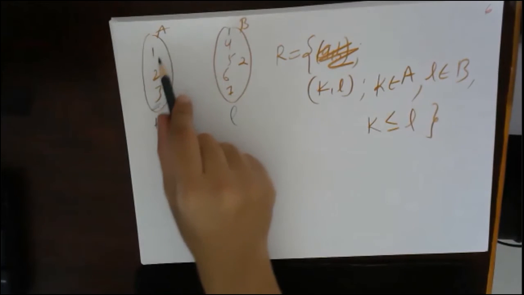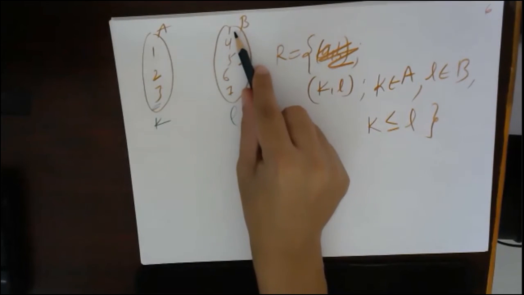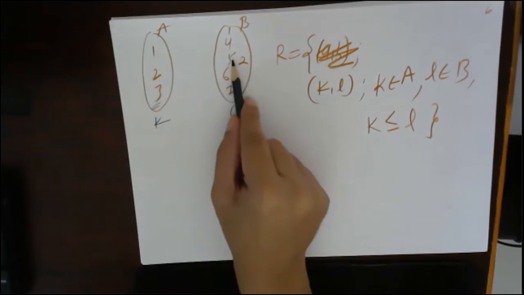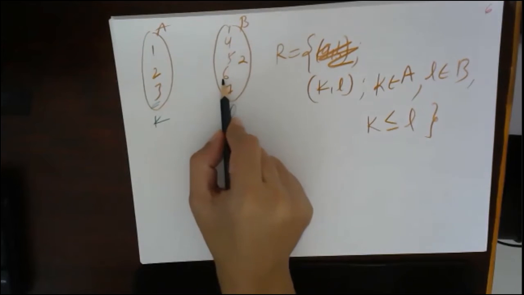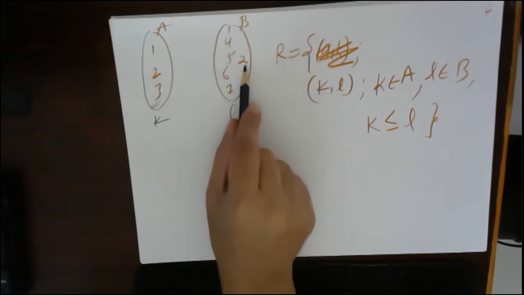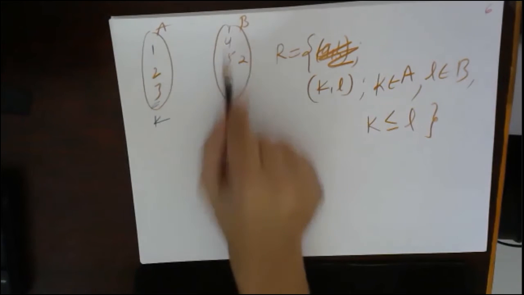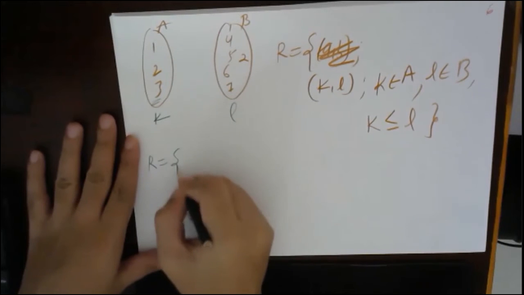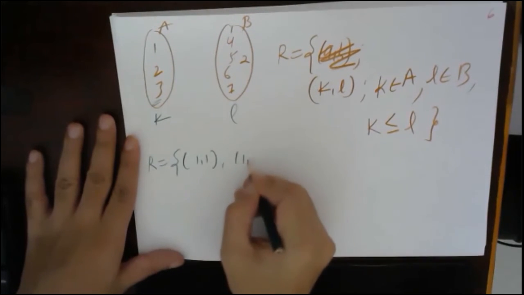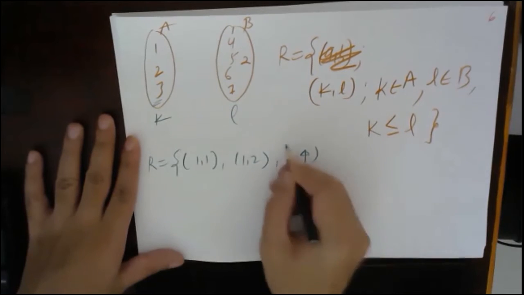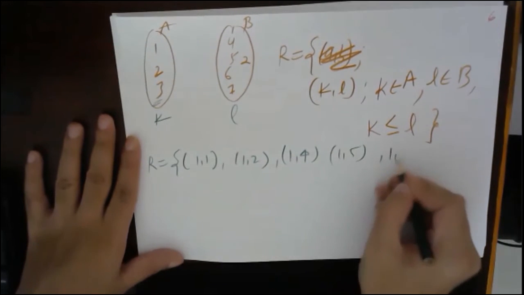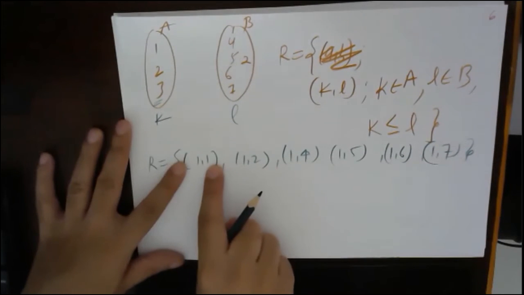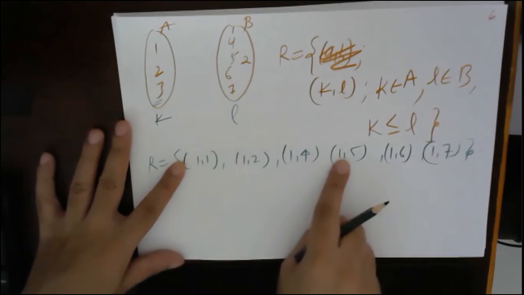Then tell me, is 1 less than or equal to 1? Yes or no? 1 is less than or equal to 4, 5, 6, 7, as well as 2. That means 1 is linked with every other element, right? So this relation R will have (1,1), (1,2), (1,4), (1,5), (1,6), and (1,7). Yes, 1 is less than or equal to 2, 4, 7, 6, 5.